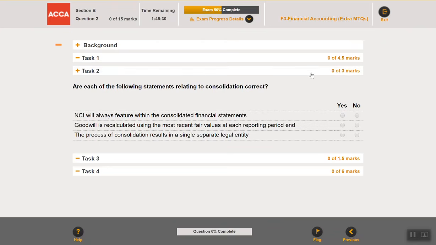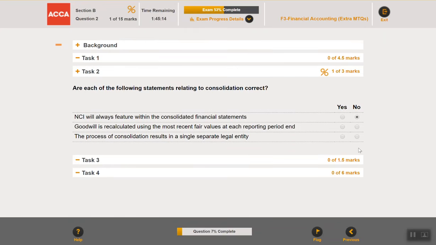Are each of the following statements relating to consolidation correct? NCI will always feature within consolidated financial statements. Not necessarily. If a company is bought 100%, there is no NCI. Goodwill is recalculated using the most recent fair values at each reporting end. Not. Goodwill is calculated at the date of acquisition.